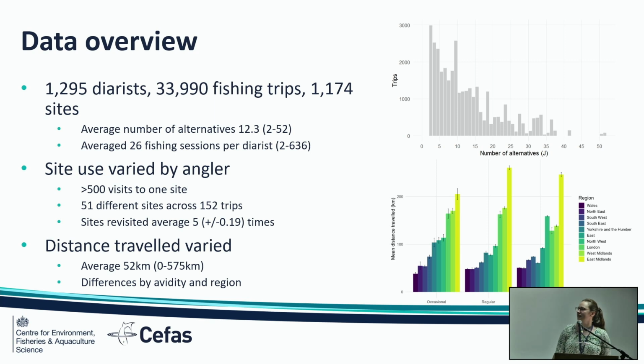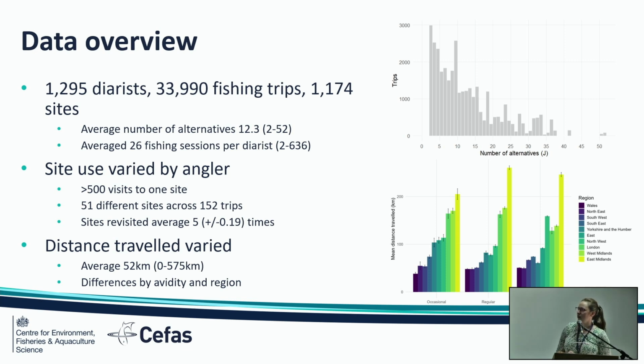Overall, this is an overview of the data. The anglers we included were 1,295 diarists across over 30,000 fishing trips and 1,174 different sites across England and Wales. The number of alternatives ranged quite a bit, but it averaged at 12 sites per angler, and that's a plot of how it ranged throughout the diarists.